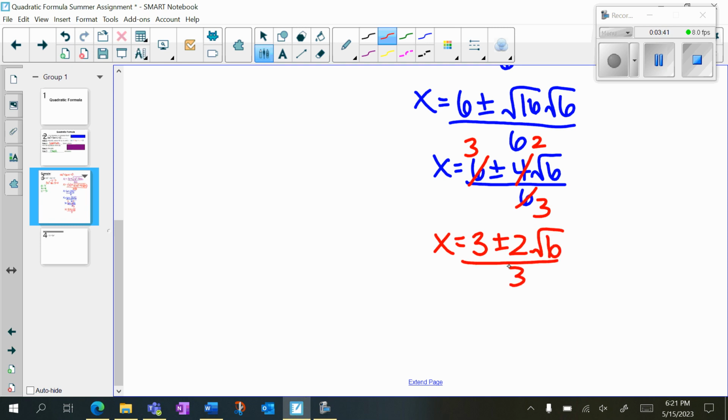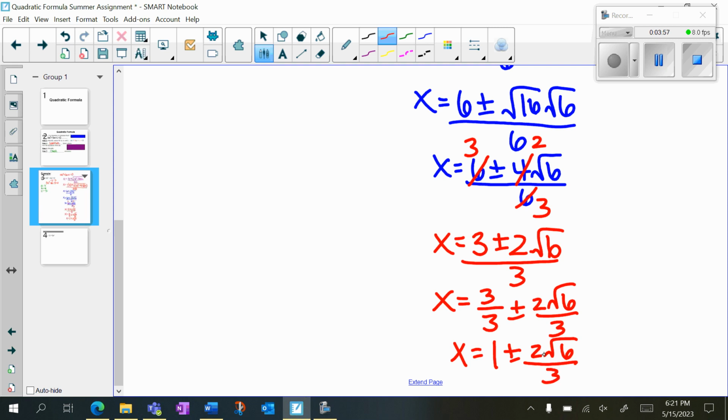We can also separate the fractions, so we really can have 3 over 3 plus or minus 2 radical 6 over 3. And of course, 3 over 3 simplifies to 1 plus or minus 2 radical 6 over 3. And that is our solution.